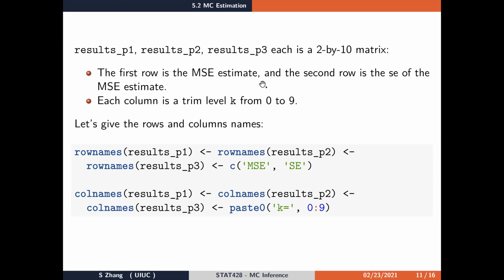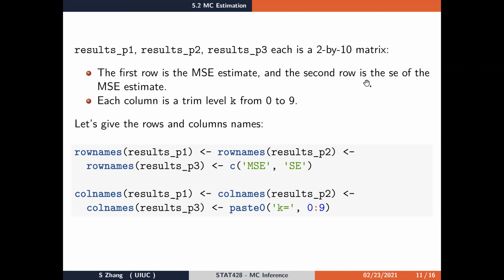And then you can imagine that the second row of this 2 by 10 matrix will be the standard error estimate of the MSE estimates. So that's the second entry that is returned from the trim MSE functions. So the rows are MSE estimate and the corresponding standard error estimates.